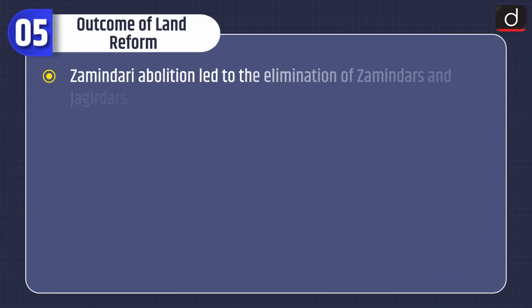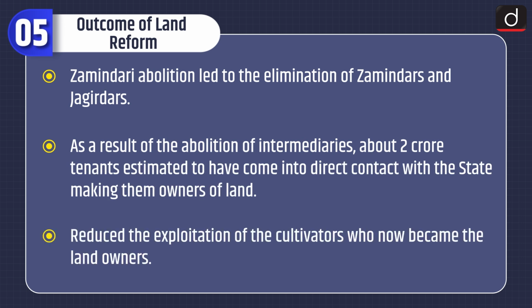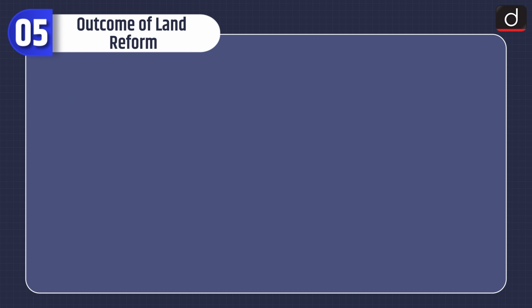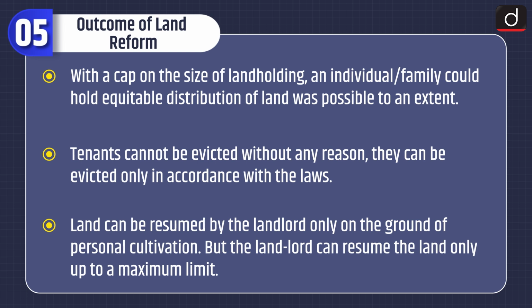Now let's discuss the outcome of land reform. Zamindari abolition led to the elimination of zamindars and jagirdars. As a result of the abolition of intermediaries, about 2 crore tenants are estimated to have come in direct contact with the state, making them owners of land. It reduced the exploitation of the cultivators, who now became the landowners. With a cap on the size of land holding an individual or family could hold, equitable distribution of land was possible to an extent.